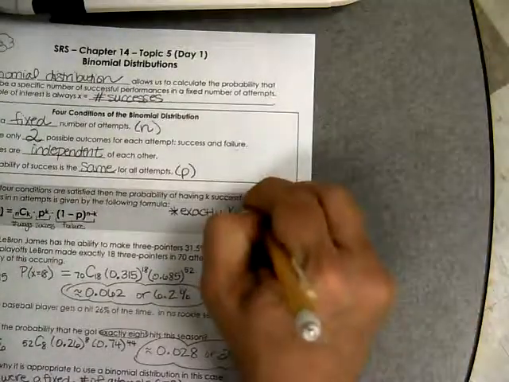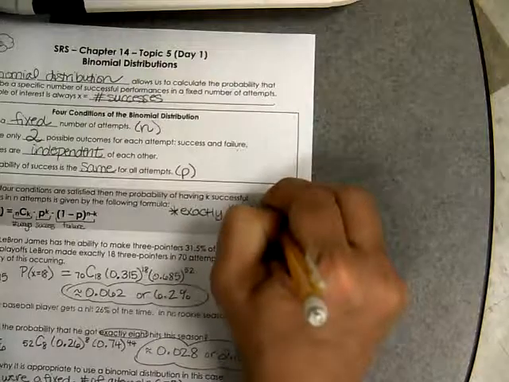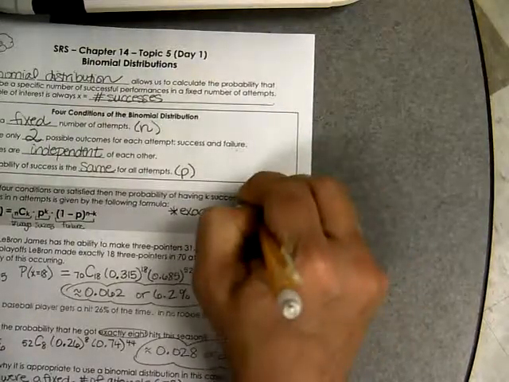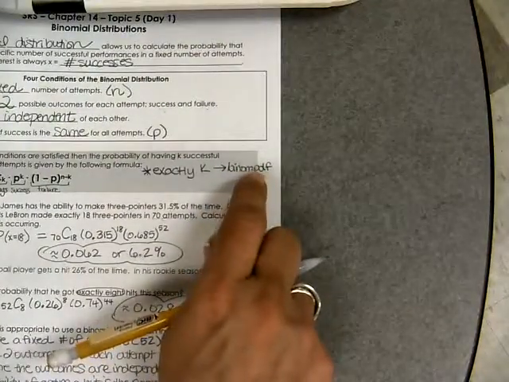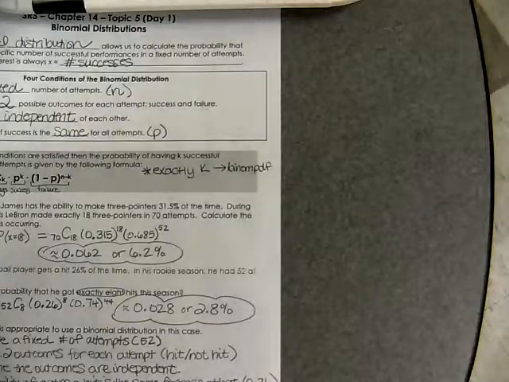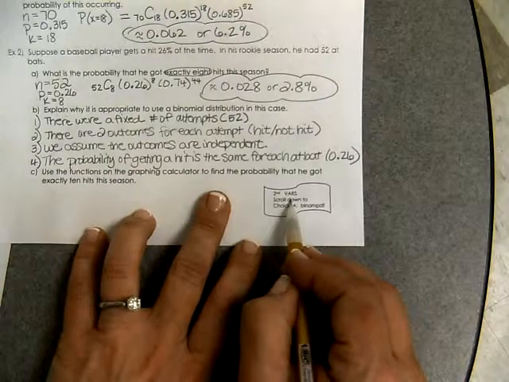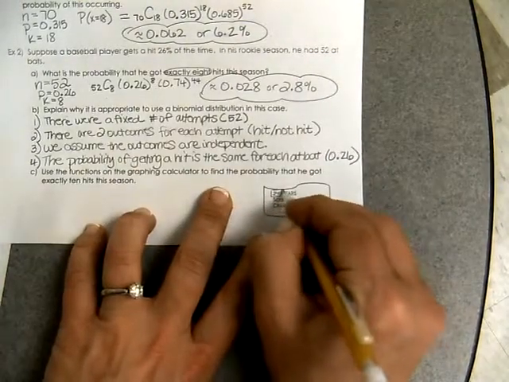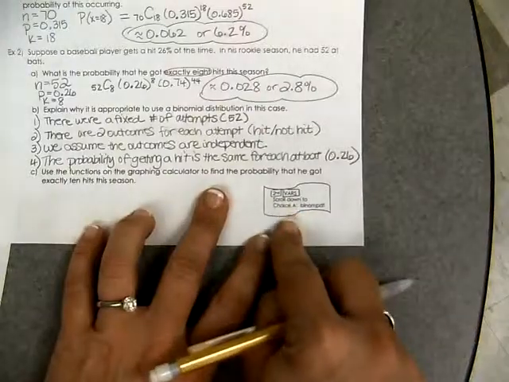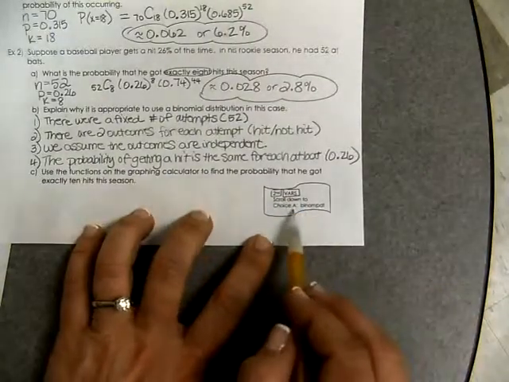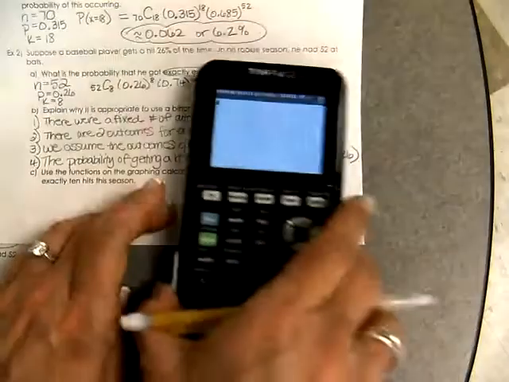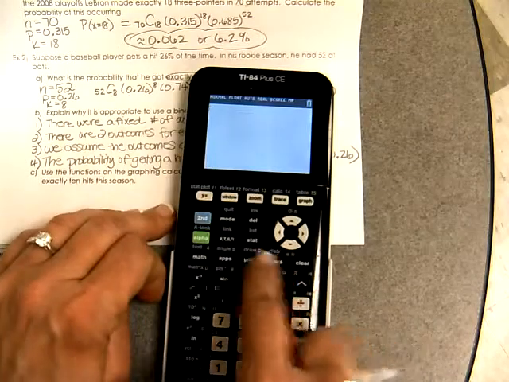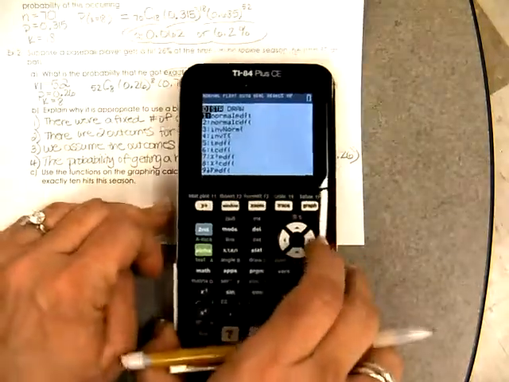If it's exactly K, what we can do is we can use this function in the calculator that's called binomial PDF. That stands for the binomial probability distribution frequency. And what it does is it does this for you. What we do is we hit the second key and then the vars key in the graphing calculator. And then for most of us, I believe we scroll down to choice A, which is the binomial PDF. Okay. So again, we go to second, vars, so we get this distribution menu.